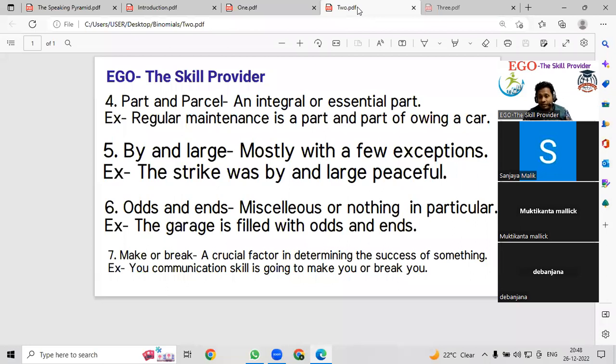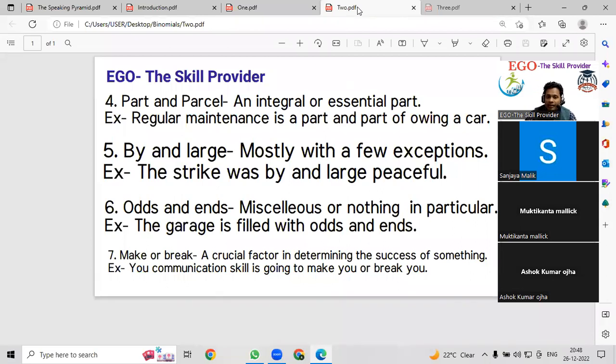Learning is a part and parcel of increasing or enhancing your knowledge. So, part and parcel, something is a very essential part, very much essential part. You cannot simply take it out. Whenever it comes to something called an essential part, that is a part and parcel. Okay, regular maintenance is a part and parcel. This is a part and parcel of owning a car.